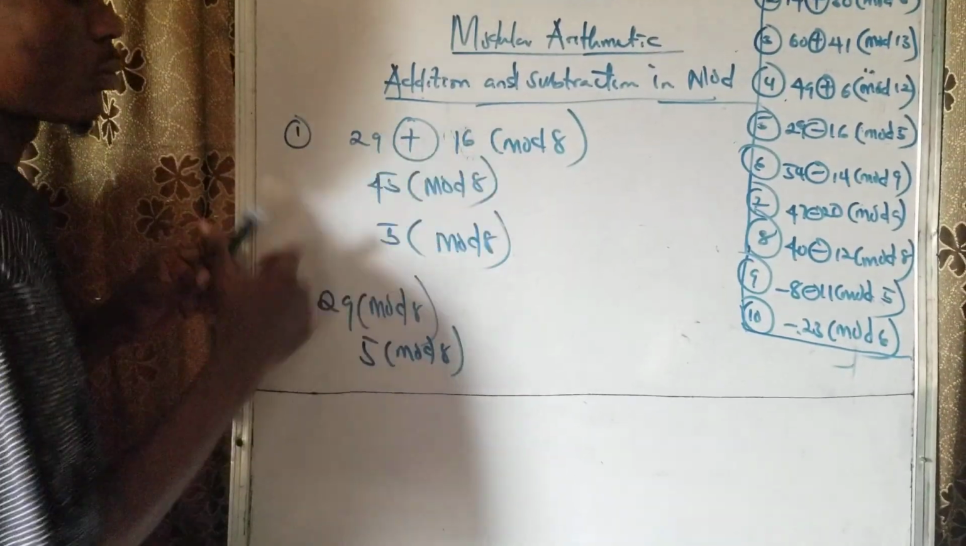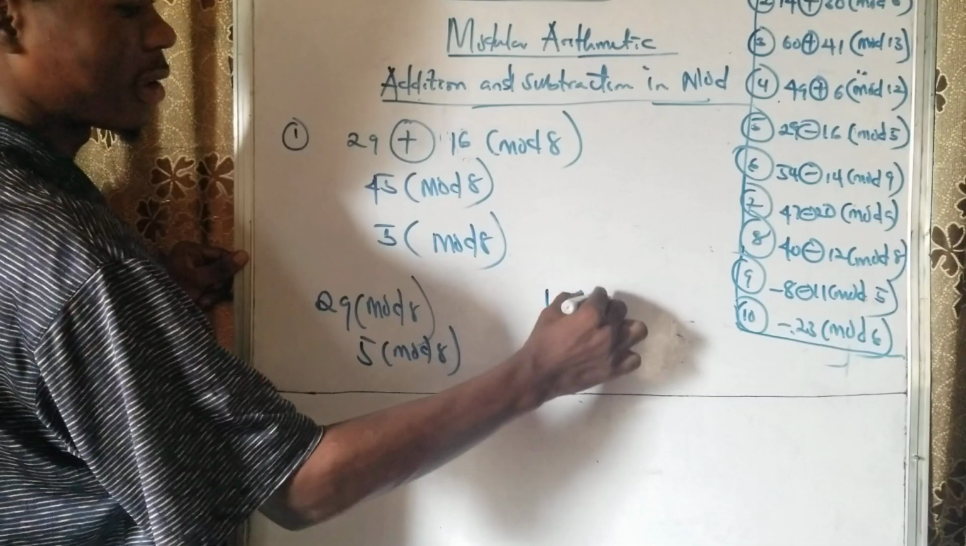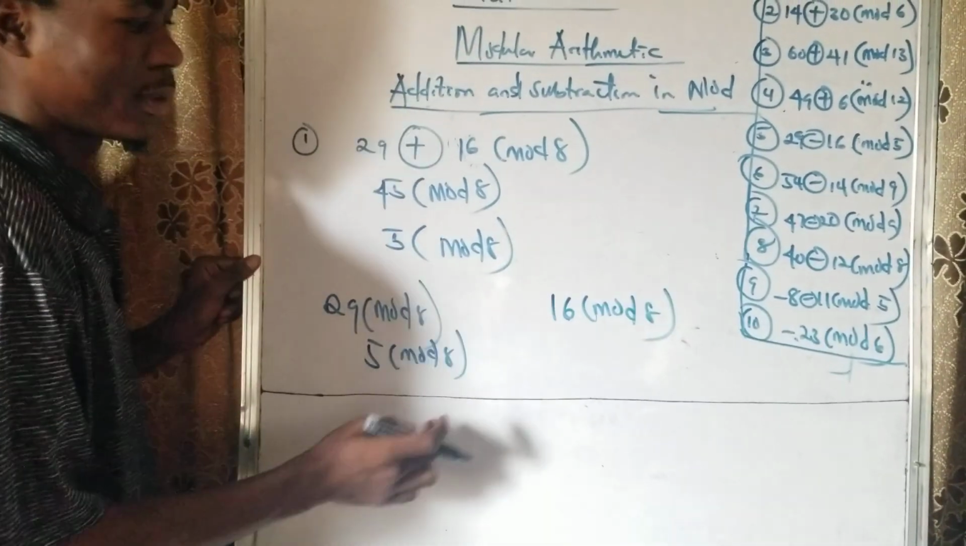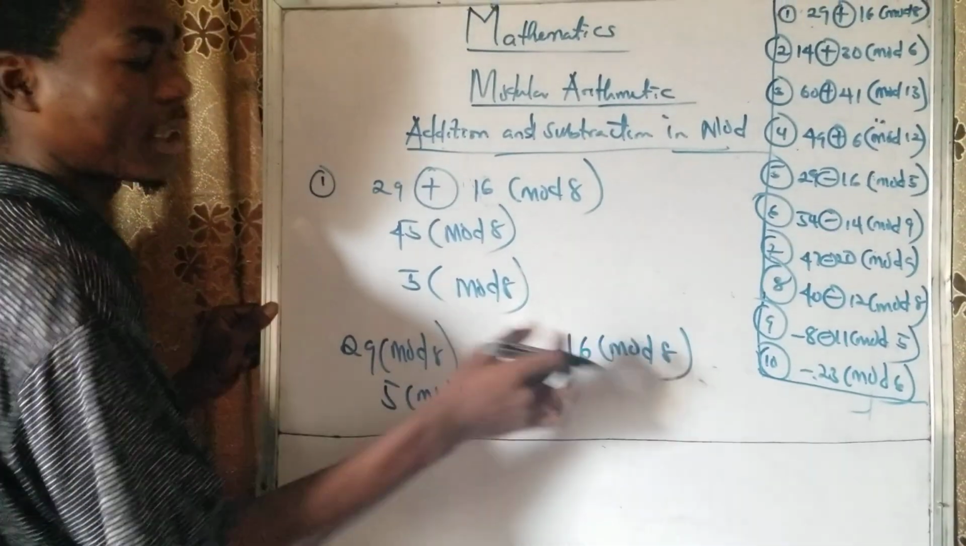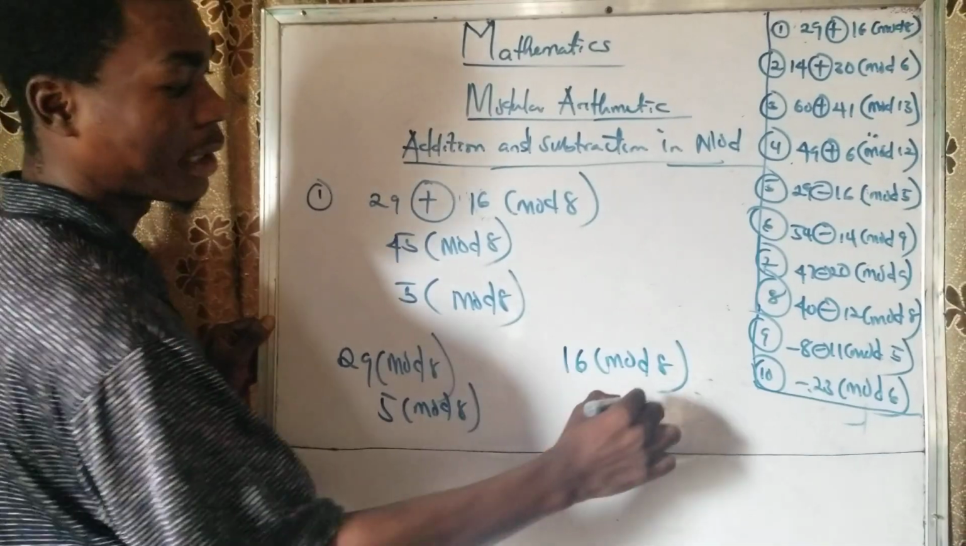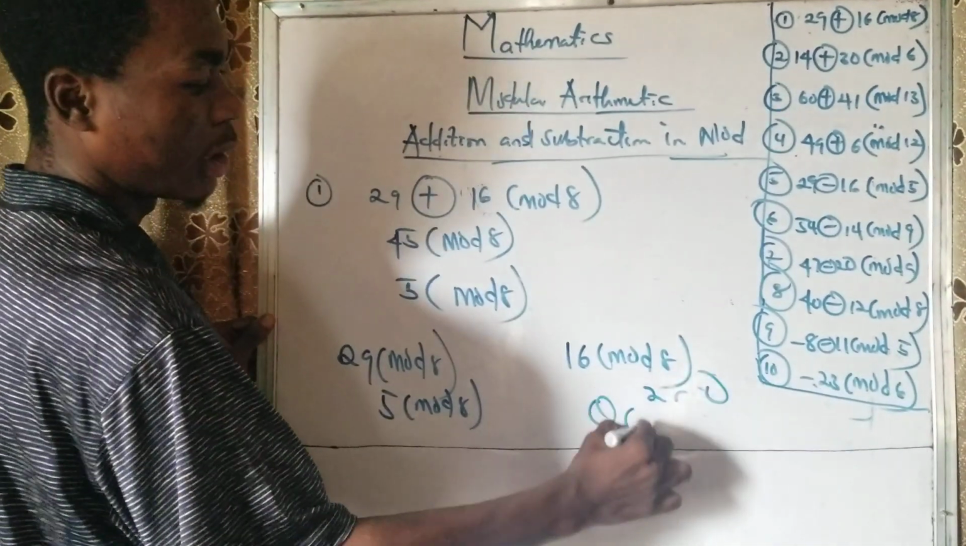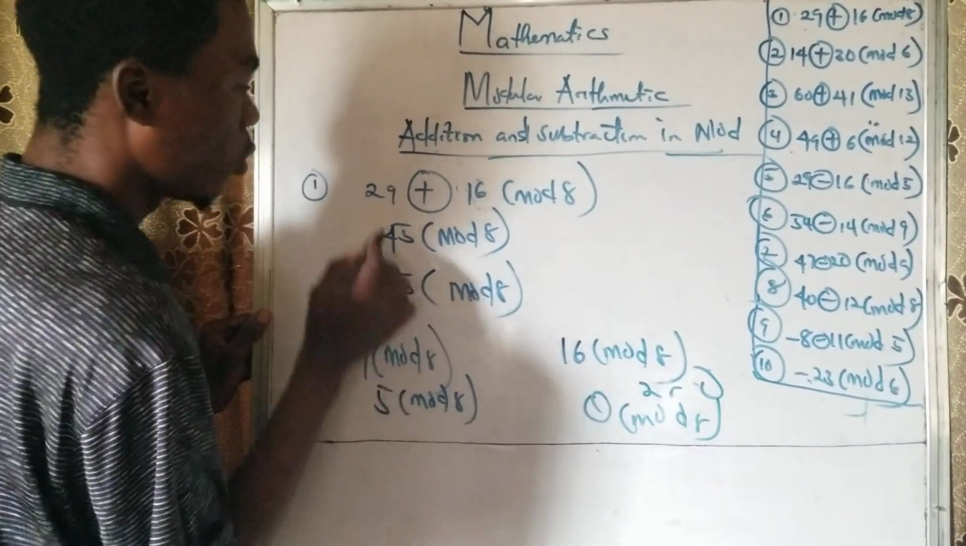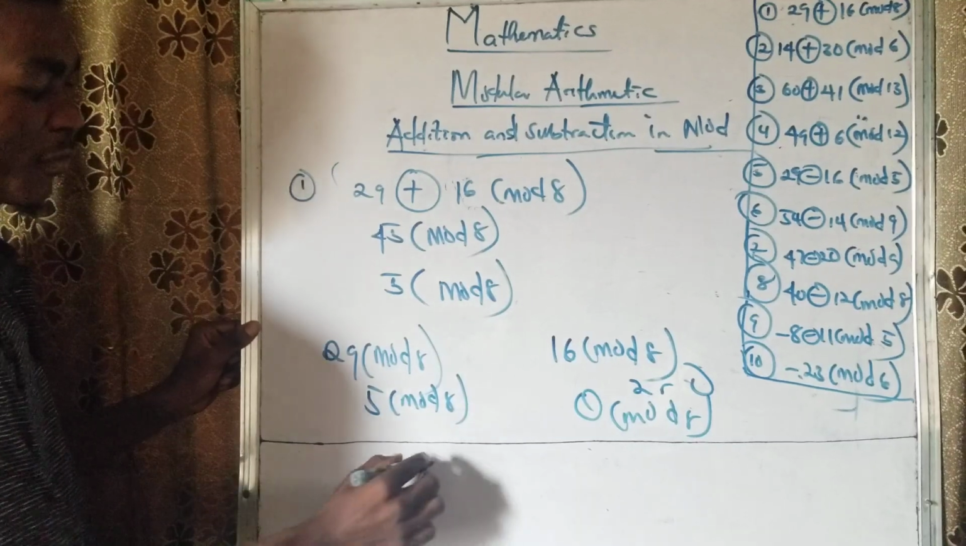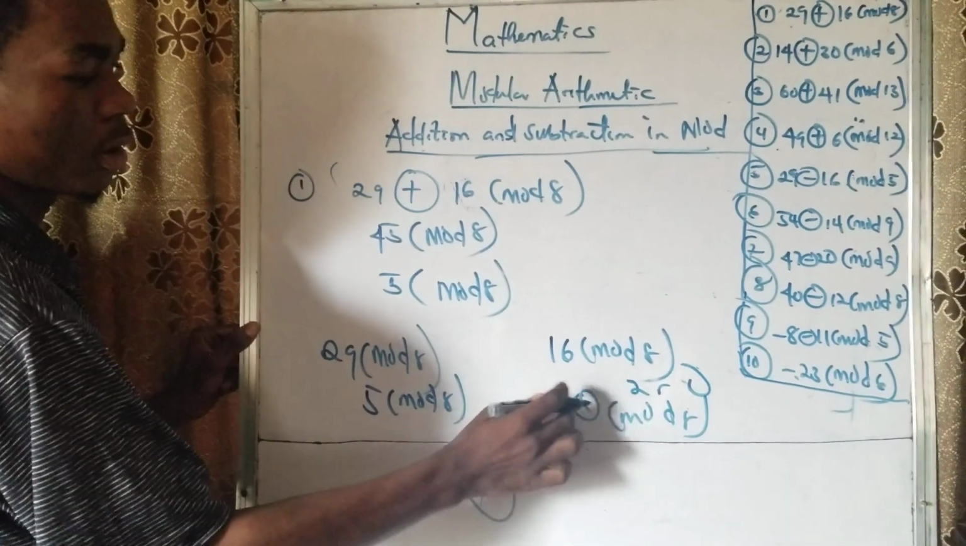So then let's go back to 16 mod 8. How many times will it go? 16 divided by 8, that will be 2, remainder 0. So here will be 0 mod 8. So 29 mod 8 gives me 5, so that will be 5 plus 0.